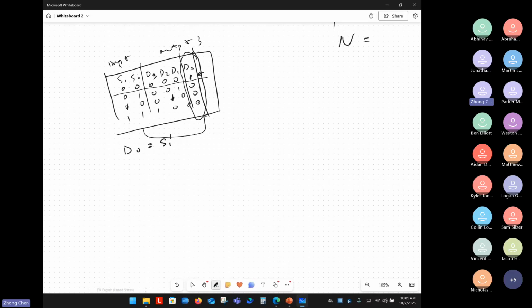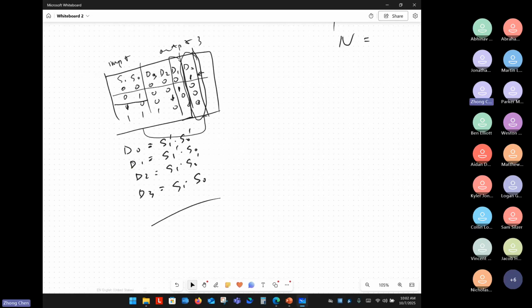This is the S1 naught and S0 naught, right? Because this is 0, and this is 0. So D0 should be equal to S1 naught and S0 naught. And D1 is equal to what? If you look at this line, D1 is here, so it's S1 naught and S0. And D2 is S1 and S0 naught. And D3 is S1 and S0, sorry. Okay, we have the equations here.